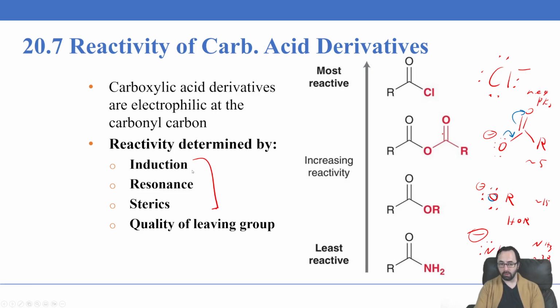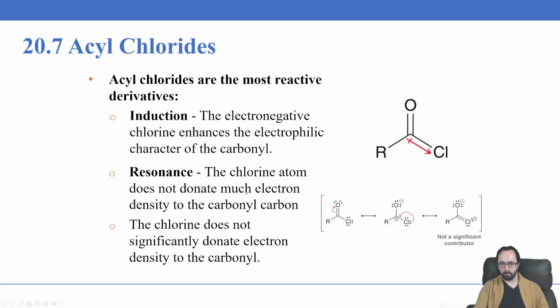Also important are induction and resonance effects, as you can see here. If we had more electron withdrawing atoms, that would help to make it an even better leaving group by induction. Sterics is also an issue. How can this leaving group leave? How can the nucleophile attack? But primarily, we can understand this relative reactivity in terms of the quality of the leaving group.